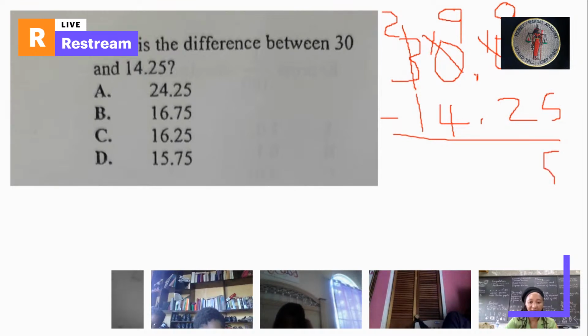So 5, yes, Miss. And then 9 minus... under there you would get 7. You took the point. Then 9 minus 4, that's 5. And 2 minus 1, that's 1. So the final answer would be 15.75. What letter is that? Oh, sorry, Miss, D. 15.75. All right.